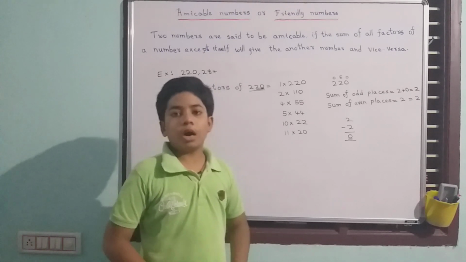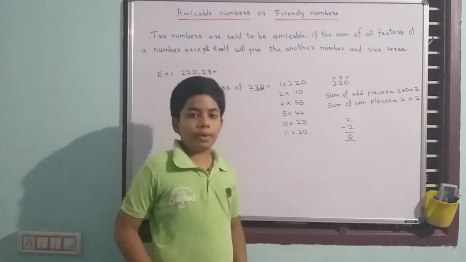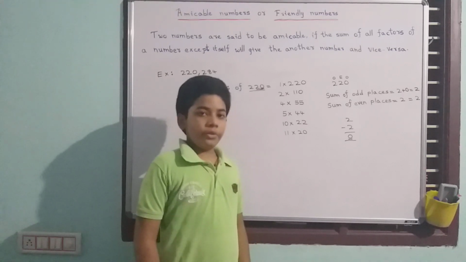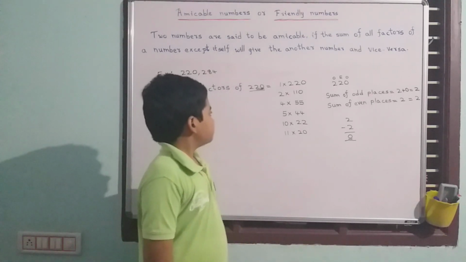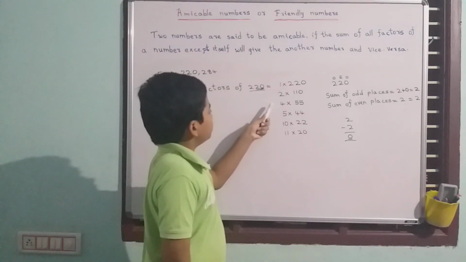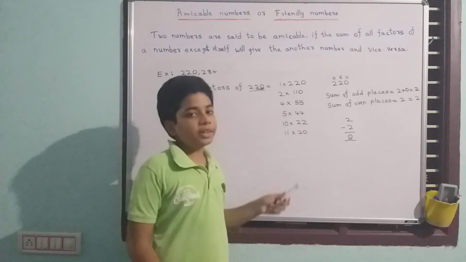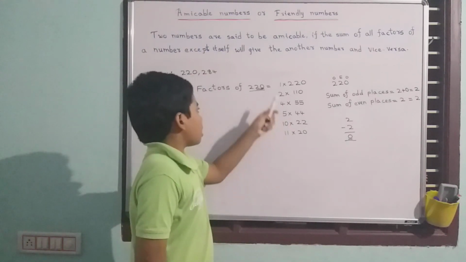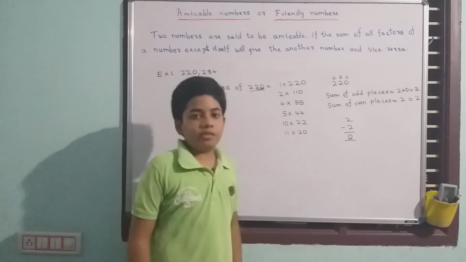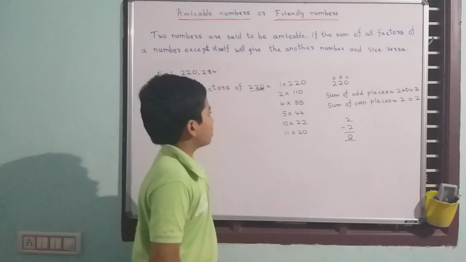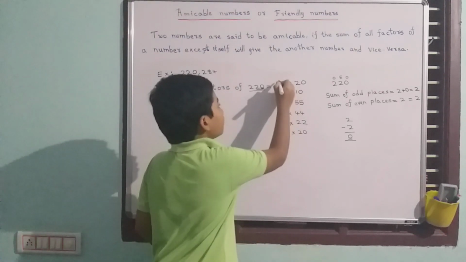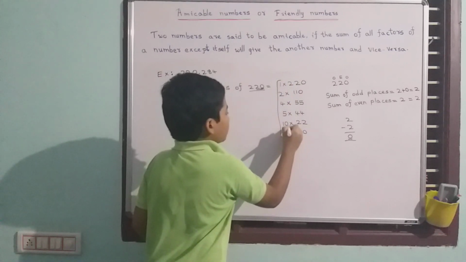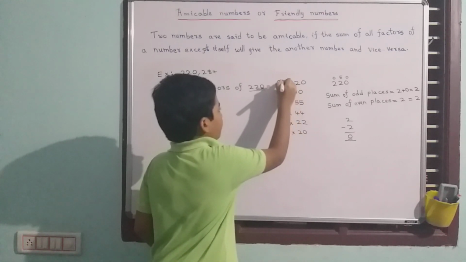Let us check with 12. The divisibility rule of 12 is the given number has to be divisible by both 3 and 4. Here 220 is divisible by 4, but it is not divisible by 3. So 220 is not divisible by 12. Hence these are the factors of 220.